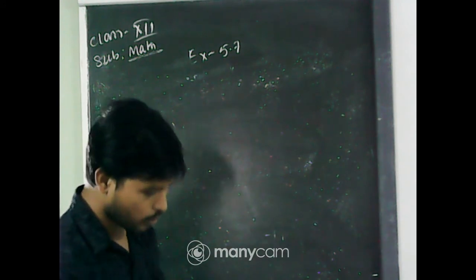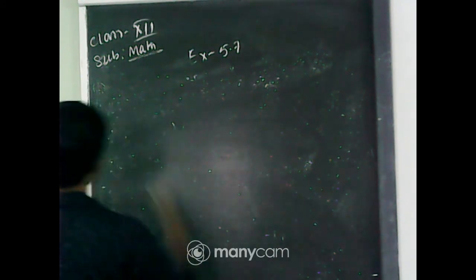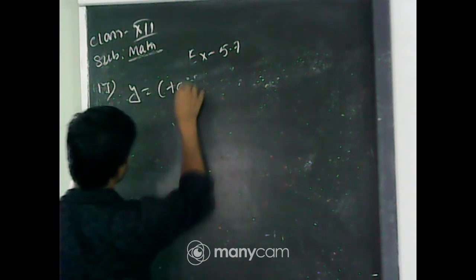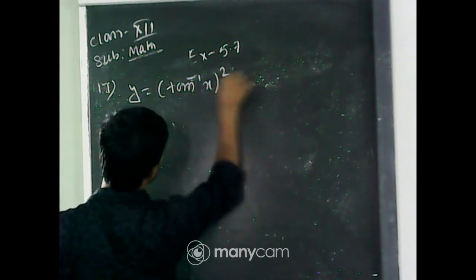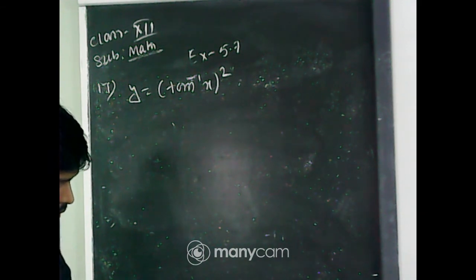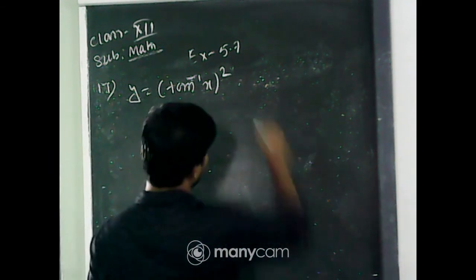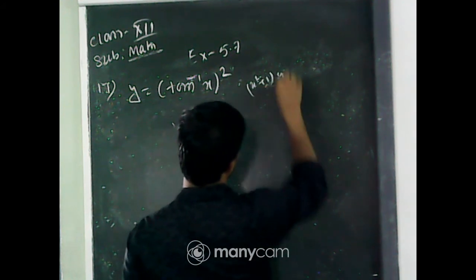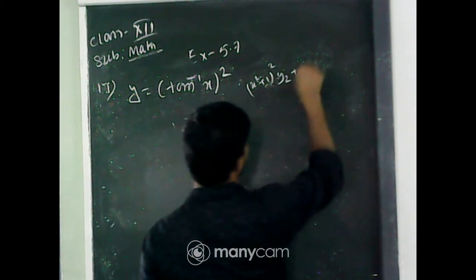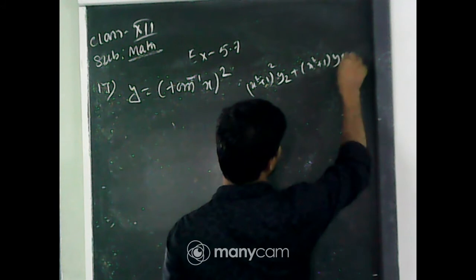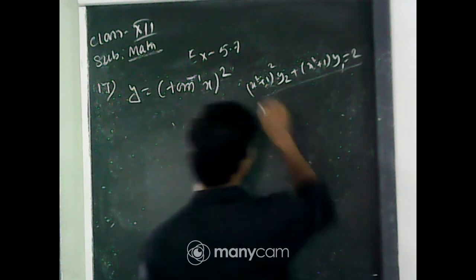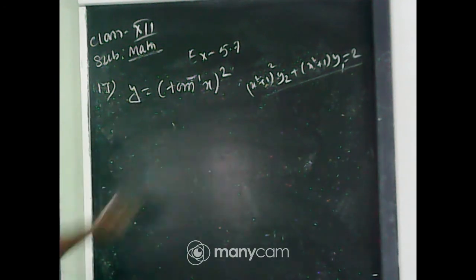Okay, so write the question. 17. y equal to tan inverse x whole square. So we have to prove x square plus 1 into y2 whole square plus x square plus 1 into y1 is equal to 2. We have to prove this one. Okay, so first differentiate it with respect to x.